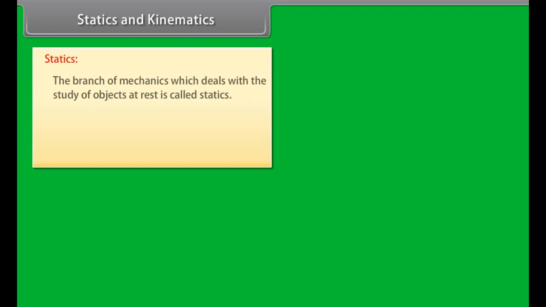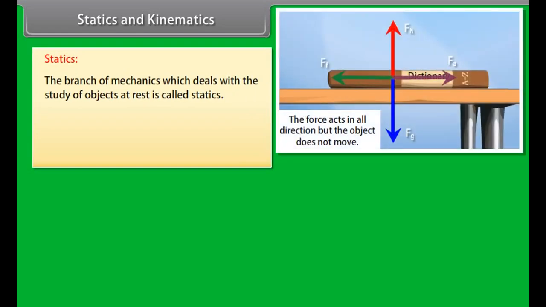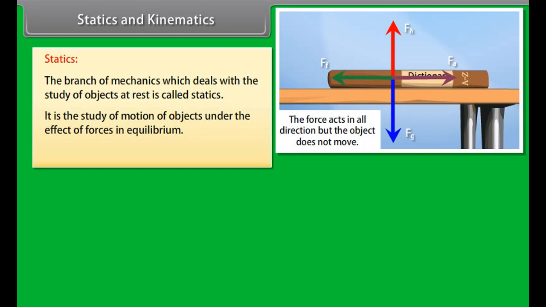Statics. The branch of mechanics which deals with the study of objects at rest is called statics. It is the study of motion of objects under the effect of forces in equilibrium. Time factor plays an important role.